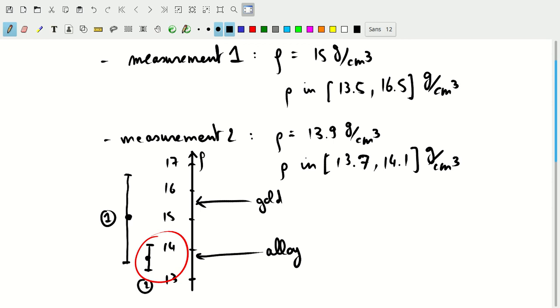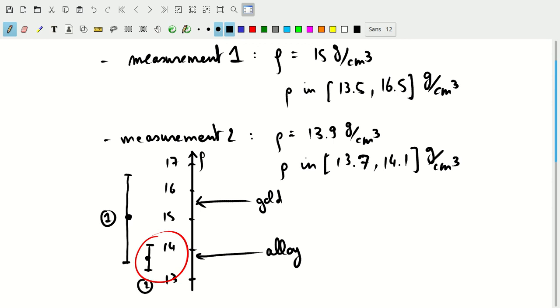The fact that the central value here is exactly the same as the expected value of the alloy is almost coincidental. Really what matters is that the uncertainties are so much smaller. So a more precise measurement is almost more important than having a measurement that agrees.